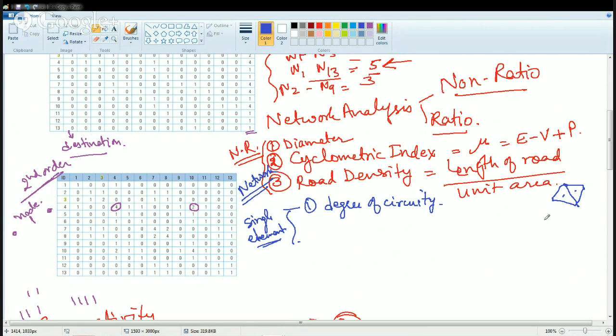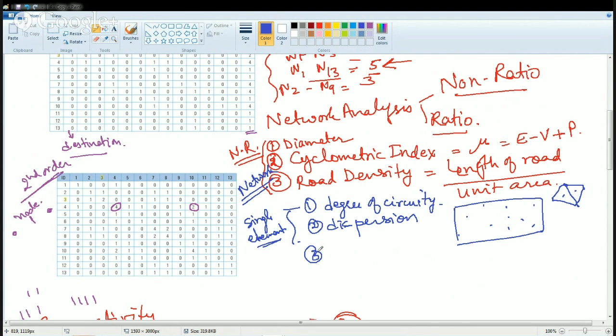So degree of circuitry is the relative location of the network that you are trying to find out. Then you try to find out the dispersion, how they are dispersed into the whole region. So this is the whole region, for example, and here is the location of transport points. I can say this is the dispersion. Here they are highly concentrated, and here they are dispersed.